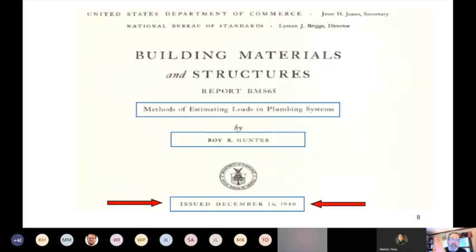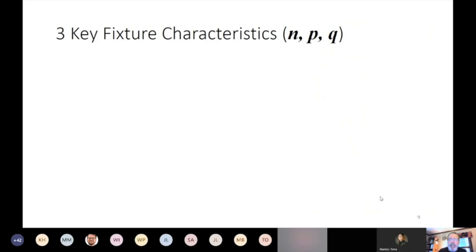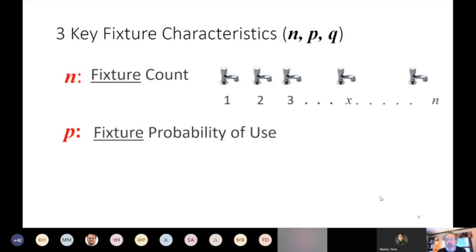And this was first recognized about 80 years ago by Roy Hunter when he published his document on estimating loads in plumbing systems, part of the National Bureau of Standards. And Hunter recognized that there were really three key characteristics that we had to pay attention to, the NPs and Qs. N, of course, is the fixture count. That is, how many fixtures do we have in the building?